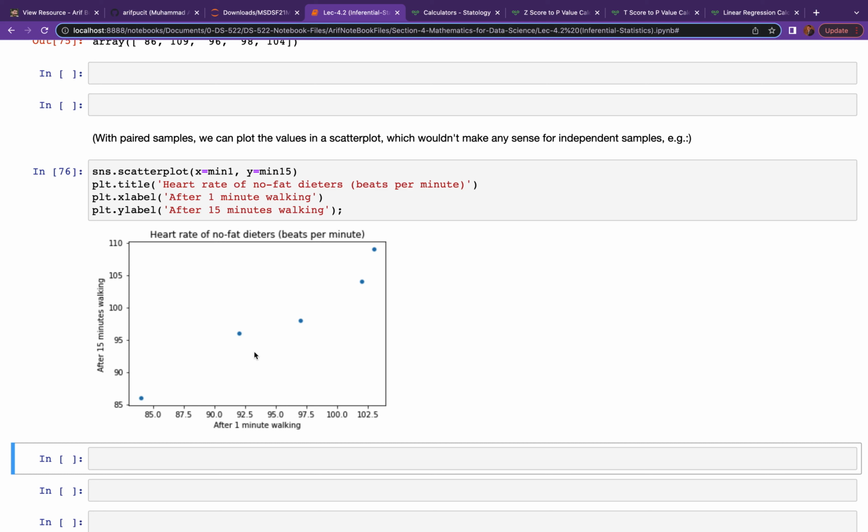So this dot over here shows that the heart rate of this person after 1 minute of walking was around 91, and after 15 minutes of walking was around 96. Okay.